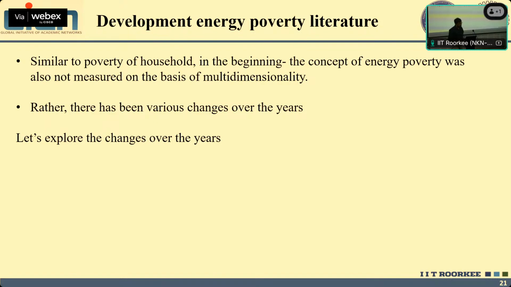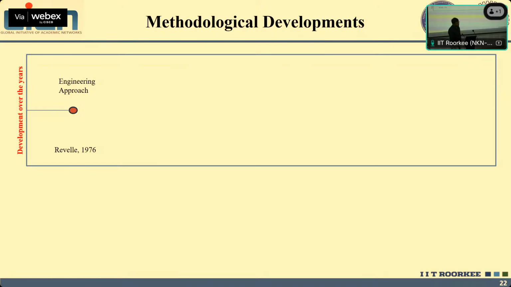Okay. So now we are going to check the development trends, or the genesis, of the energy poverty literature. What really happened over time. Similar to the poverty of households, in the beginning the concept of energy poverty was also not measured on the basis of multidimensionality. We have already checked that. However, there have been a number of suggestions over time, and it gets changed with the situations, in different experiments and different observations. So we'll check the methodological development on energy poverty over time, starting with the Ravel 1976 paper.